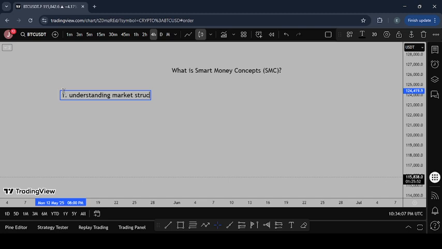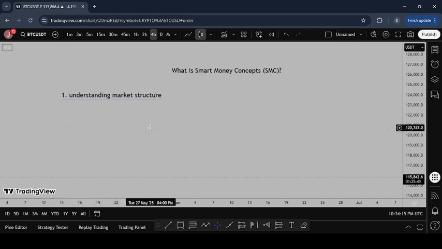Okay, so of course you know that understanding market structure simply means understanding the way the market moves, the behavior of the market, right? There are three basic ways the market moves: in an uptrend, in a downtrend, and in a ranging, sideways market. You might have several ways, but for me, those are the basic three. That is market structure. If you understand the behavior of the market, you will be one step ahead of understanding how to trade SMC.